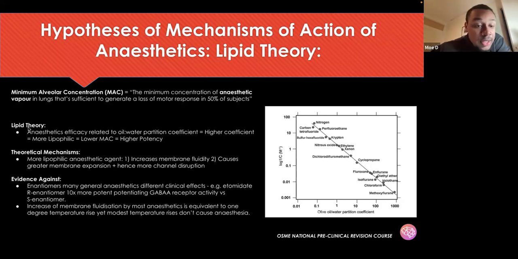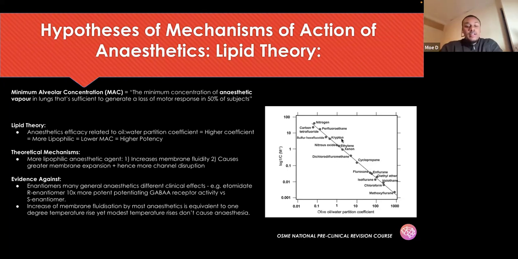So the lipid theory basically was devised based on this observation that you can see on this graph, that the efficacy of the anesthetics is related to how lipophilic they are. So on the x-axis, you've got the olive oil water partition coefficient, which is a measure of how lipophilic it is. And basically, the greater the number, the more lipophilic it is. And on the y-axis, this is measuring MAC. So the lower down it is, the more potent it is. And as you can see, there seems to be a nice linear trend where the more lipophilic the agent is, the more potent it is, and the lower the MAC score.